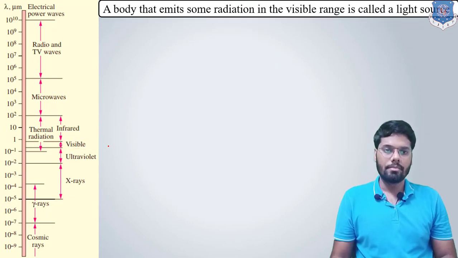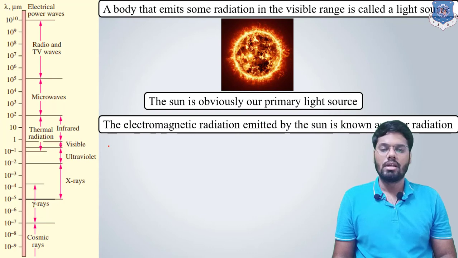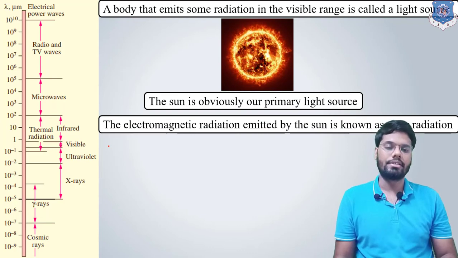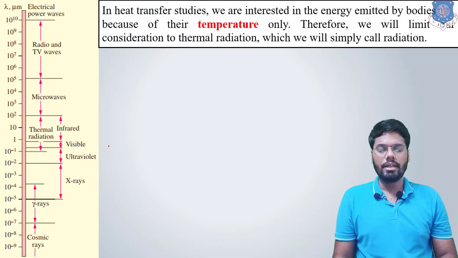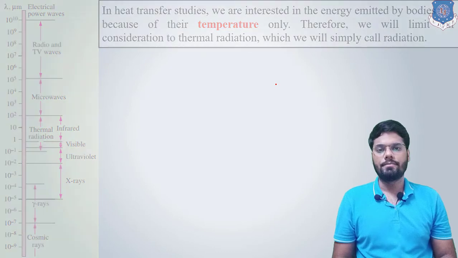A body that emits some radiation in the visible range is called a light source. Of course, we know that the sun is obviously our primary light source. The electromagnetic radiation emitted by the sun is known as solar radiation. In heat transfer studies, we are interested in the energy emitted by bodies because of temperature only. Therefore, we will limit our consideration to thermal radiation, which we will simply call radiation.